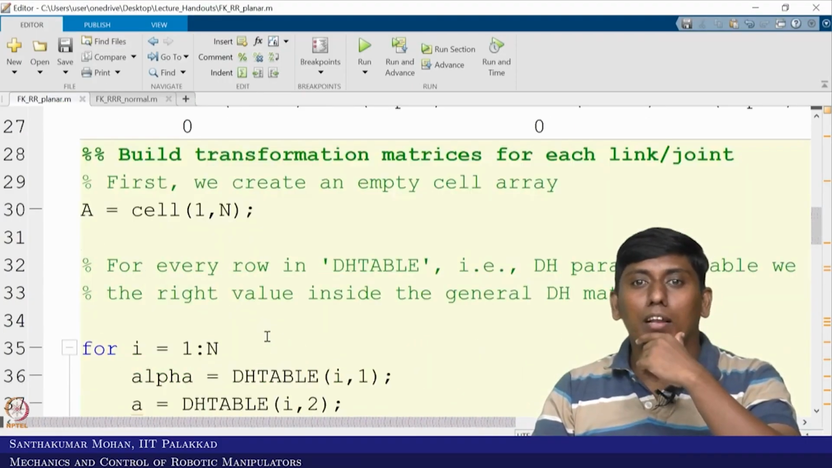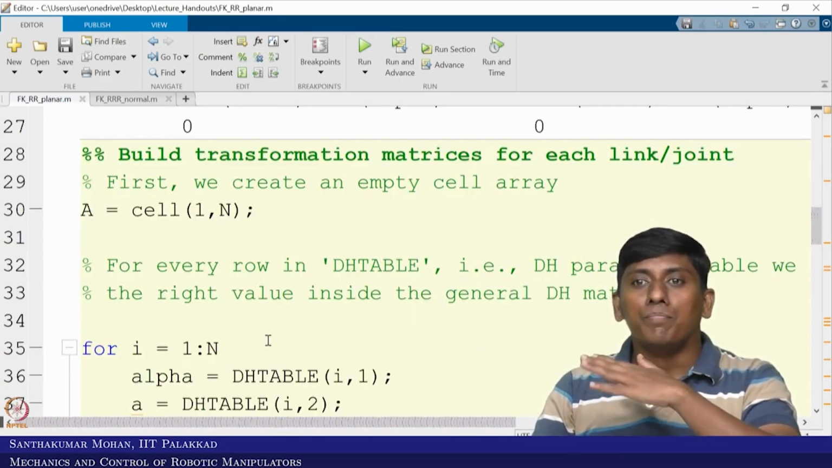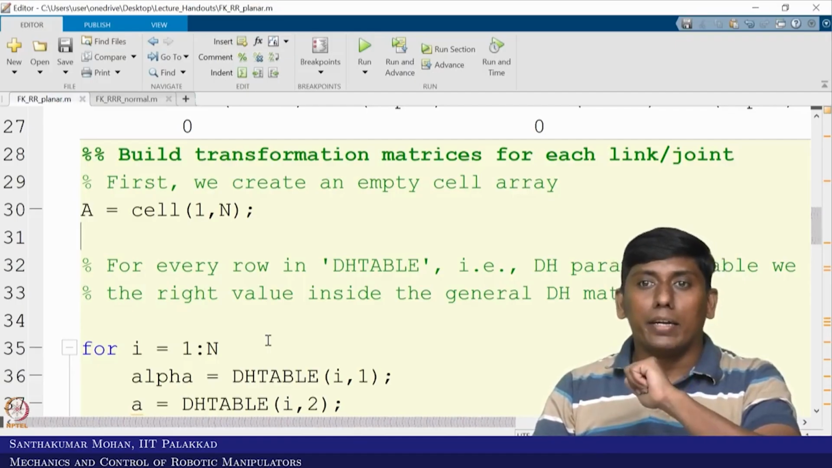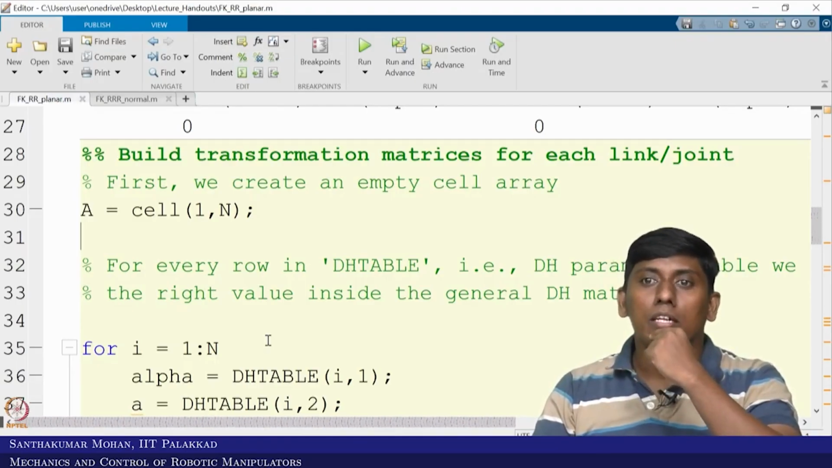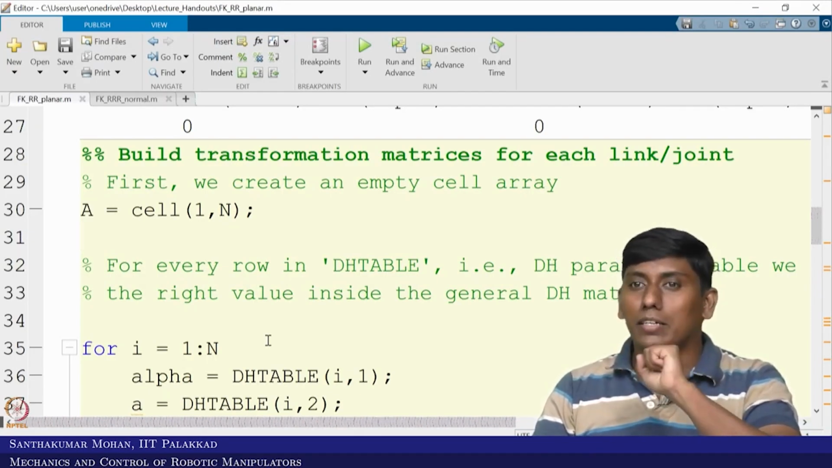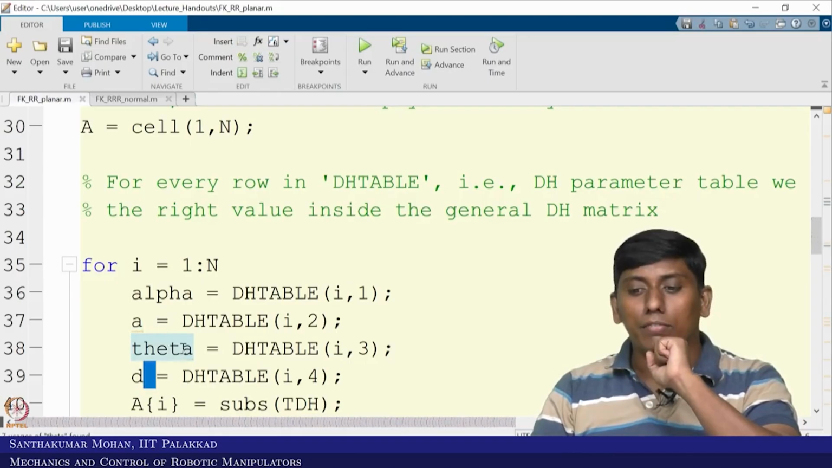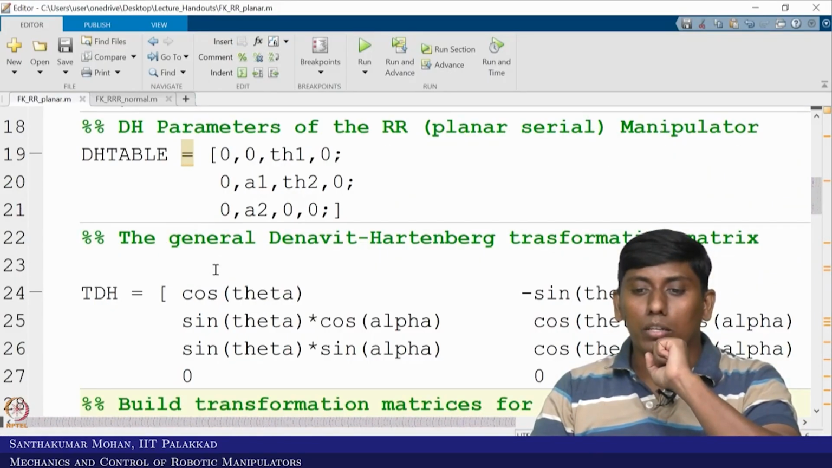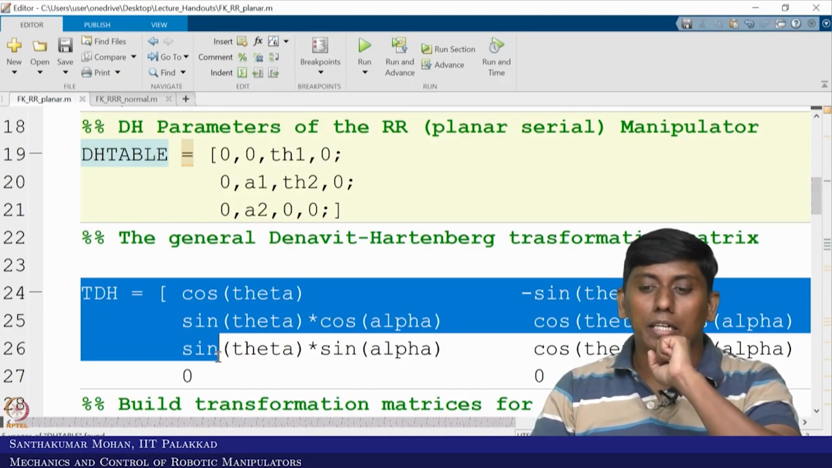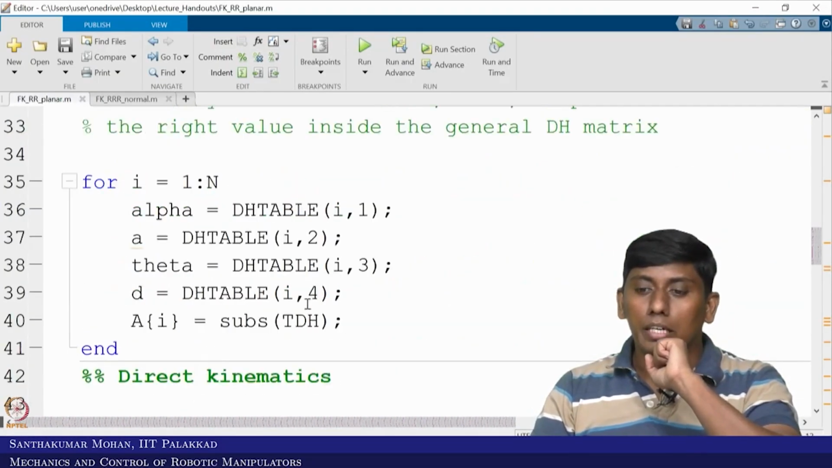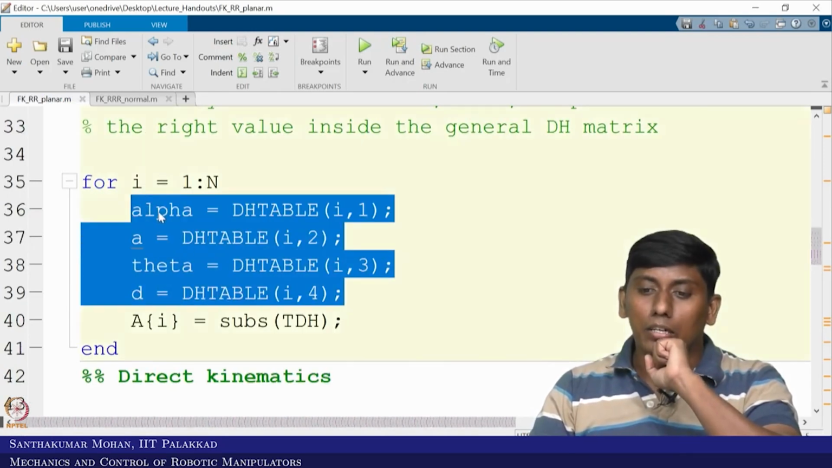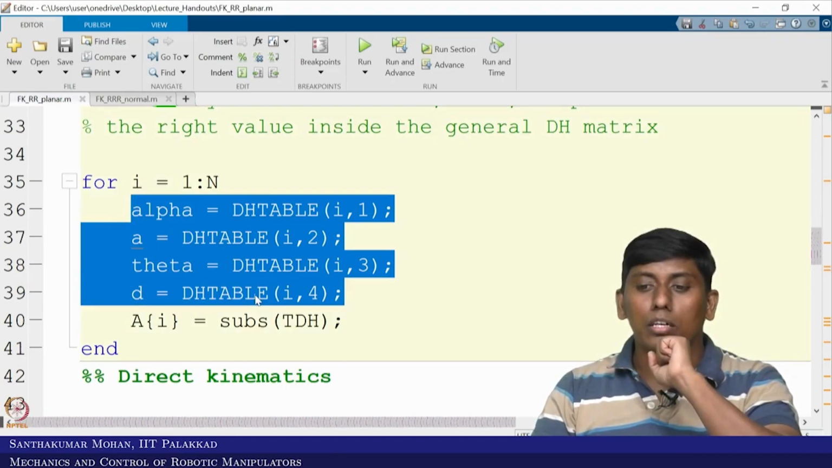Once you create the cell, we are trying to substitute the DH parameters inside the ARM matrix. For that we are using a for loop, because there would be 3 rows. Each row corresponds to a substitution which ends up with the corresponding transformation matrix. So we substitute first alpha, then A, then theta and D, into the DH table. You can recall this is the DH table. We take the DH table values corresponding to A, alpha, theta and D, and substitute them into TDH. That is what we are going to do. Initially we equate alpha, A, theta and D corresponding to the rows.